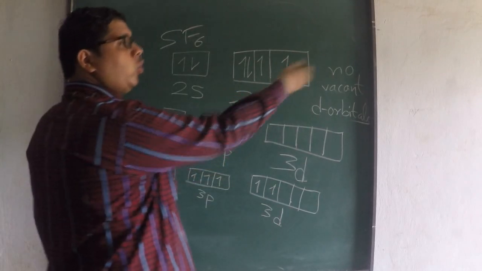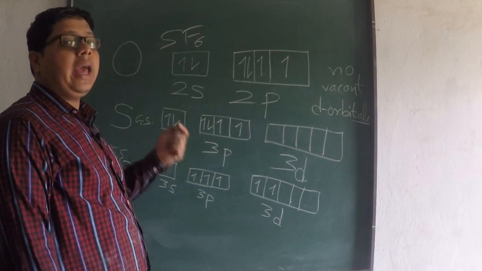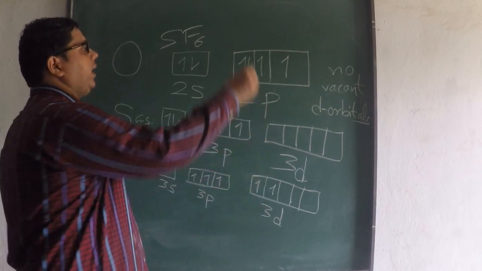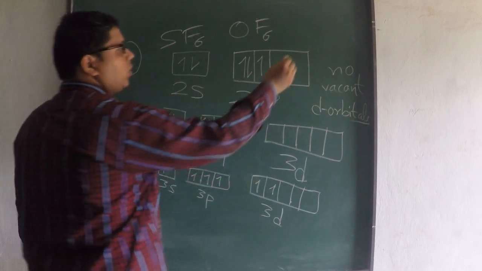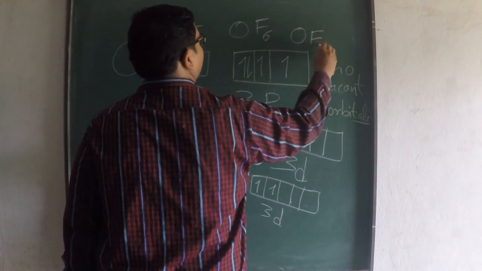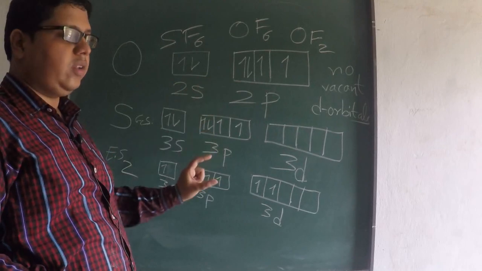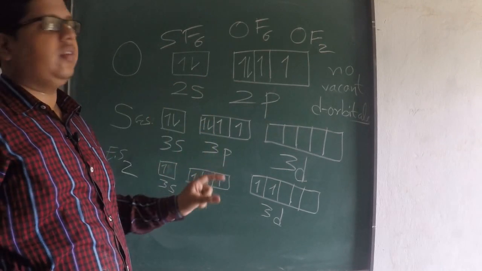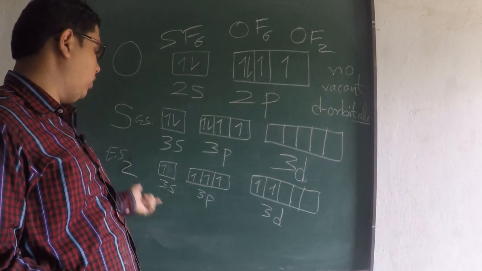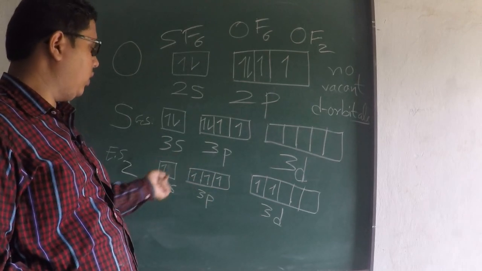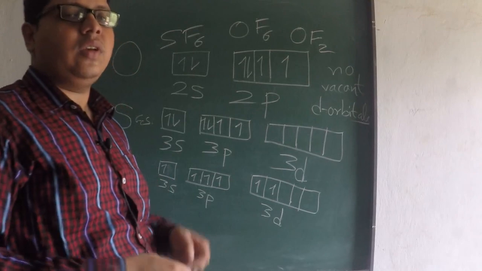However, in oxygen there are no vacant d orbitals. Since there are no vacant d orbitals, we cannot have something like OF6. At best we can have something like OF2, which exists. So the absence of vacant d orbitals is the reason why OF6 does not exist. SF6 can exist because there are vacant d orbitals into which electrons can be excited, and we can have 6 unpaired electrons which can form bonds with 6 fluorine atoms.